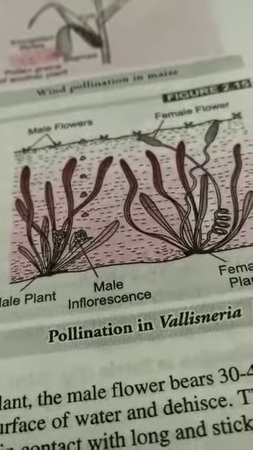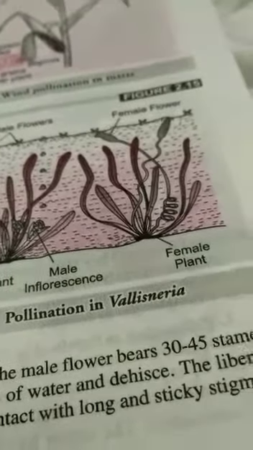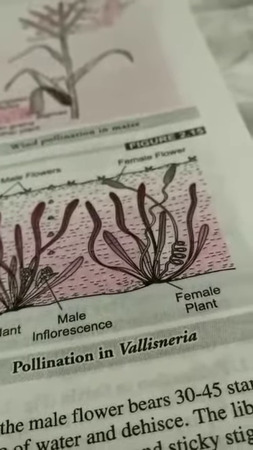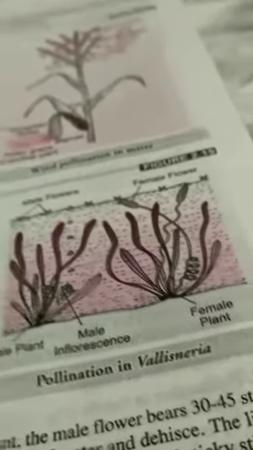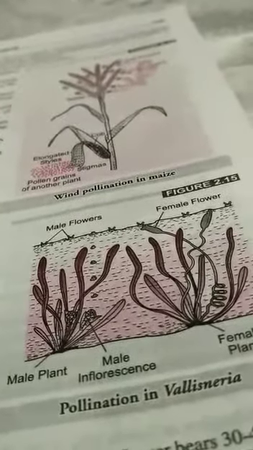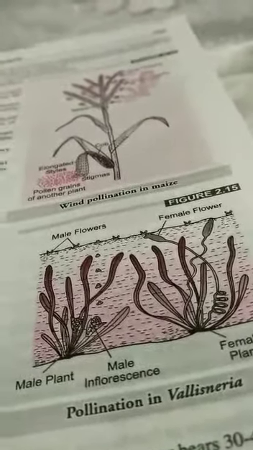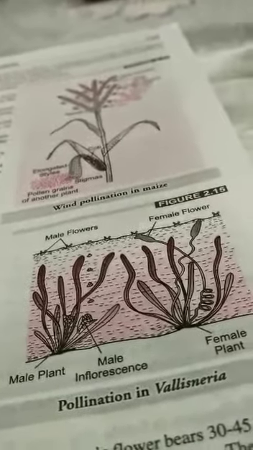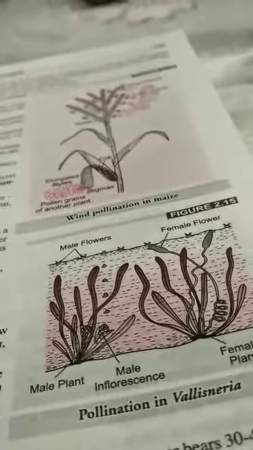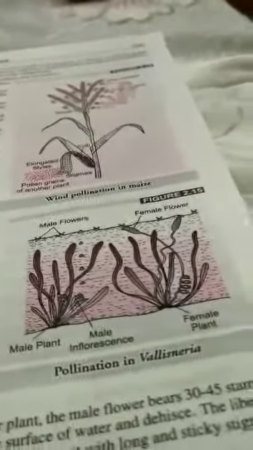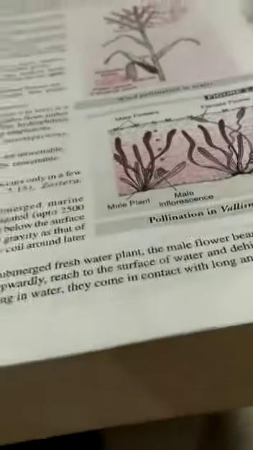That is a male plant. See the male inflorescence, and the female plant. You can see the coils there. That is a long slender stalk in the form of coils, and this has been brought to the surface of the water, and you can see the male flowers also floating on the surface of the water, and they get pollinated, and after that this long stalk is curled back into the water. So this is how pollination is carried out in Vallisneria.